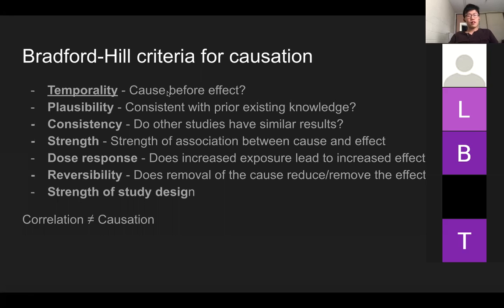Similarly, plausibility: it must be consistent with our prior existing knowledge or what we already know. Consistency, which is different because it's whether the studies have similar results. Strength of association, so it's how much correlation there is between the 2 effects. Dose response, so if you increase the exposure, does the effect increase as well? Reversibility, does removal of the exposure or the cause lead to a removal or reduction in the effect? And the strength of the study design, which pertains more to the actual study itself.